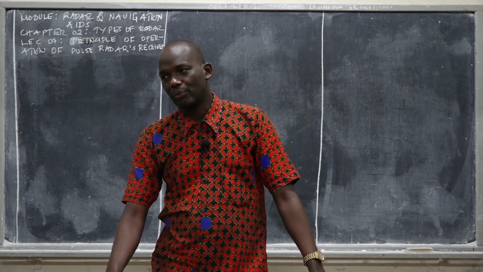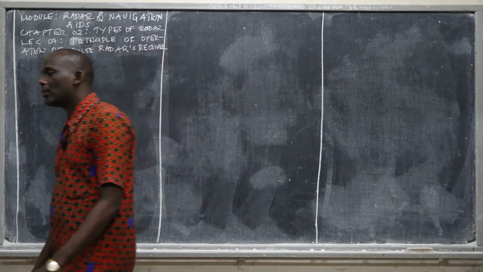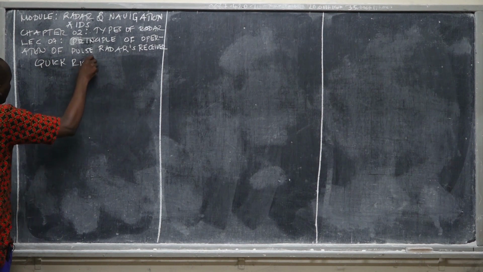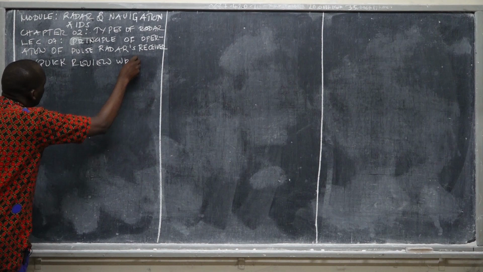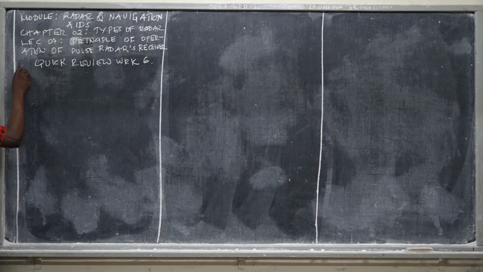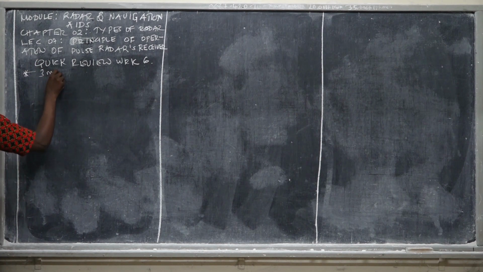So it means that in the previous lecture, we discussed the principle of operations of the radar transmitter, where we discussed how many blocks? Six blocks. Very good. So now before we dive into the principle of operations of the PAS radar receiver, let us do a quick review and remind ourselves about what we covered in lecture 6.